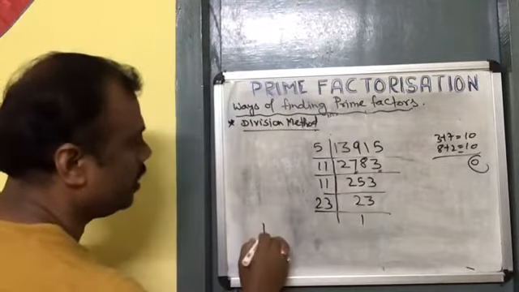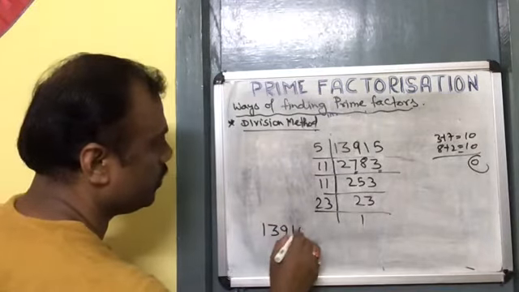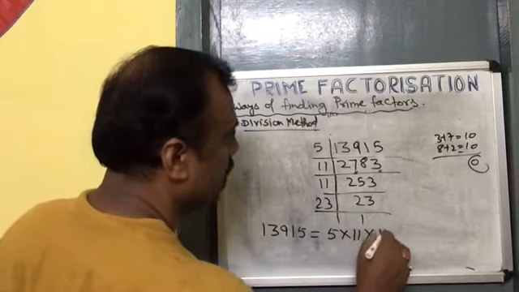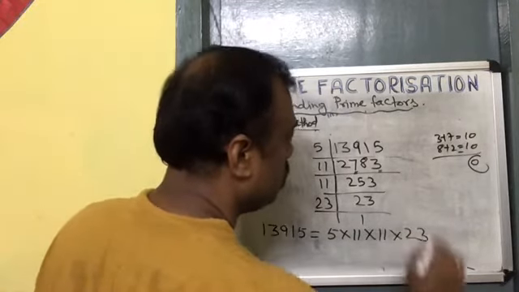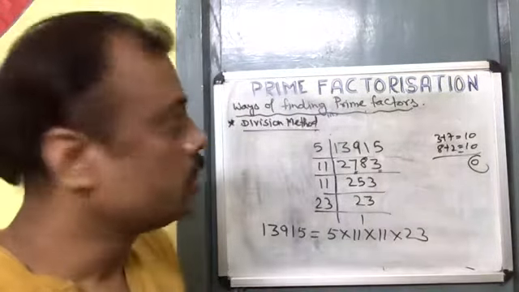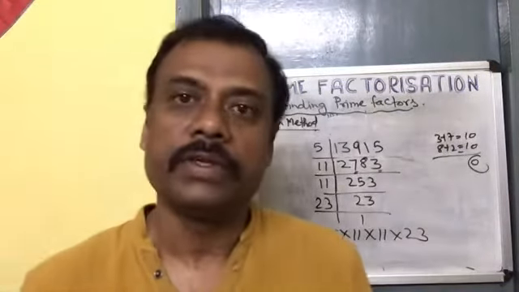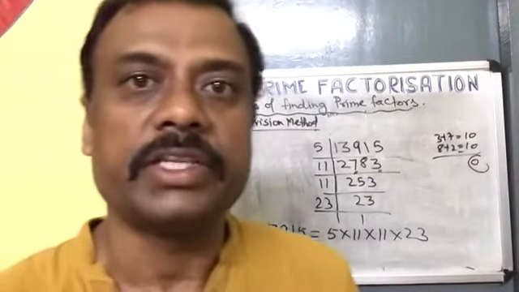Now I can write 13915 equals 5 into 11 into 11 into 23. So this is the method with the help of which we can find the prime factorization.